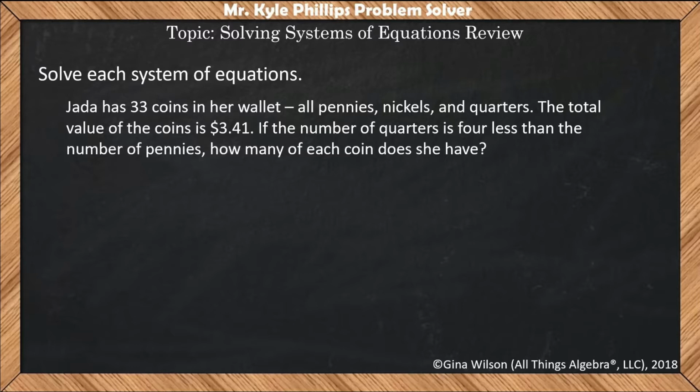Okay, so we know that there are three objects in this problem. So we have pennies, nickels, and we have quarters. There's our three variables. So let's let X be the penny. We'll let Y be the nickels. And Z here can be the quarters.